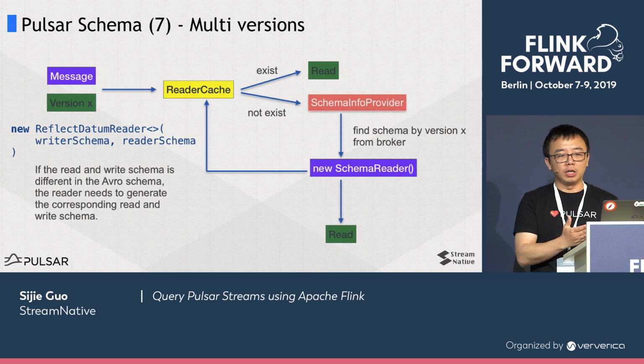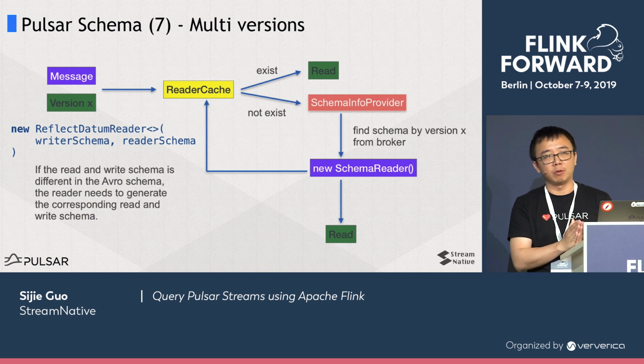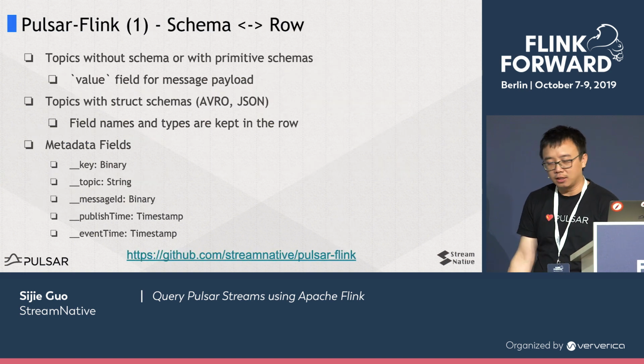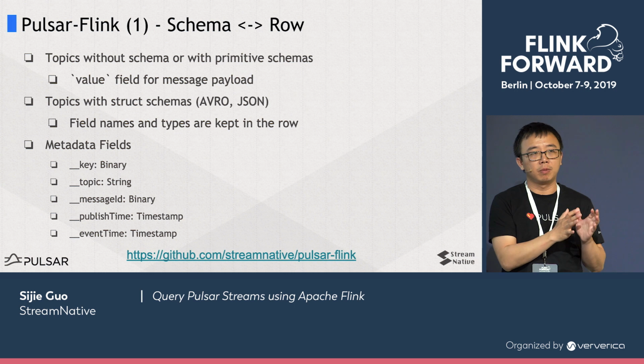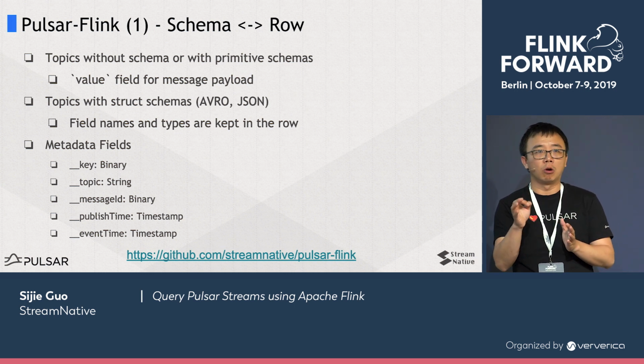When we integrate with Flink, we just leverage the existing schema information and map it into a Flink type. That's how we did the integration between Pulsar and Flink: we map individual messages with schema into each row in Flink.